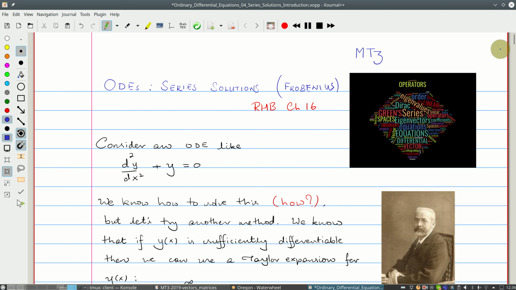But more on this and more on the mathematical details in subsequent recordings.